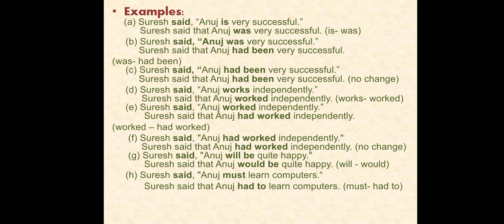Simple past sentence verb will change into past perfect. Suresh said that Anuj had worked independently. Suresh said Anuj had worked independently. Again, in this sentence, you have to remove the comma and inverted commas, and you have to add "that" only, and then you have to write the sentence as it is. Like, Suresh said that Anuj had worked independently.